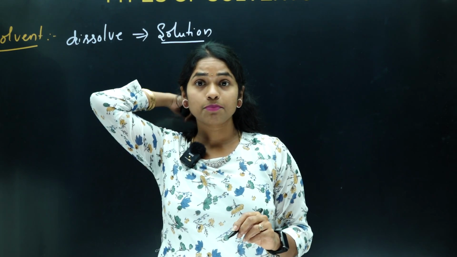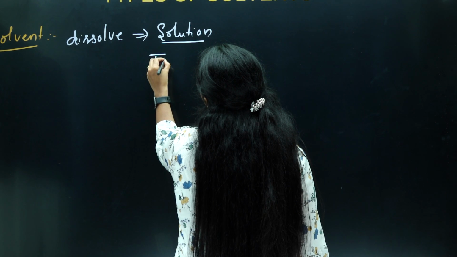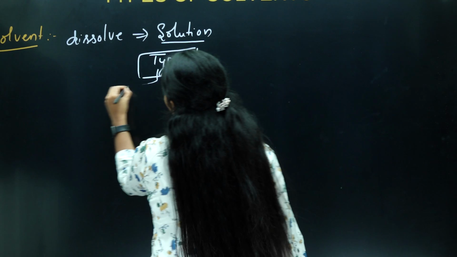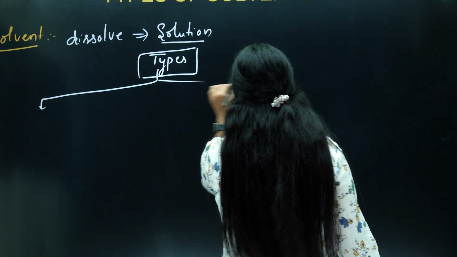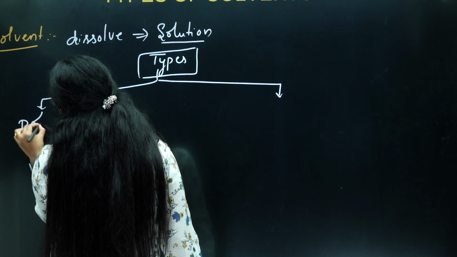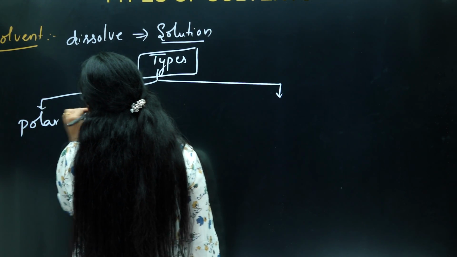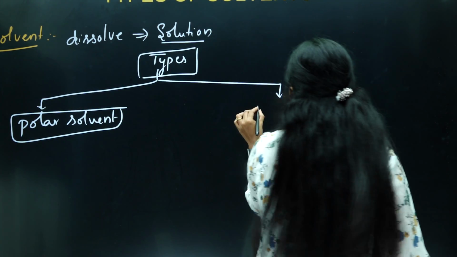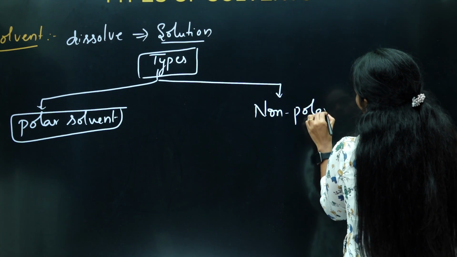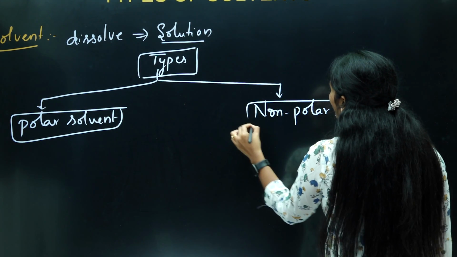Solvents are how many types? Solvents are of two types. What are those two types of solvents? There are two types of solvents. One is polar solvents, another one is non-polar solvents. What is that, students? Tell me. Polar solvents and non-polar solvents. What do you mean by polar solvents?